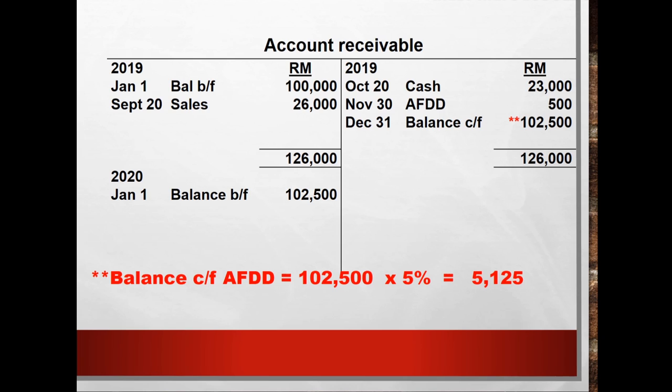So step number 2, we have to calculate the balance of allowance for doubtful debts. This is the balance carried forward. The formula is 5% allowance times the balance of accounts receivable 102,500, and you will get the balance carried forward for AFDD of 5,125.